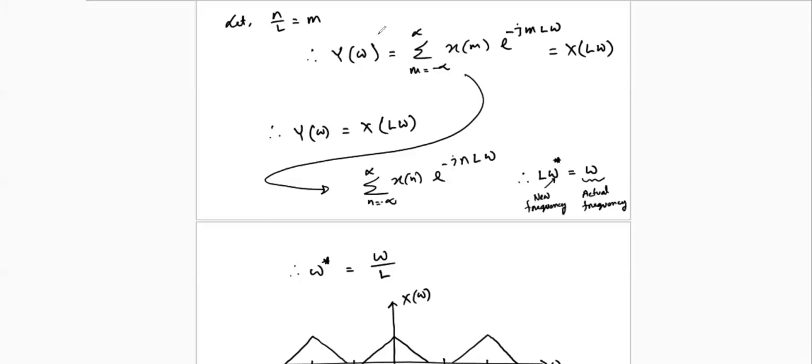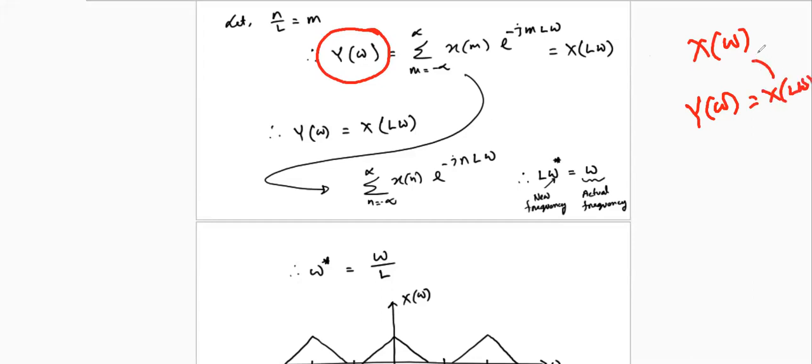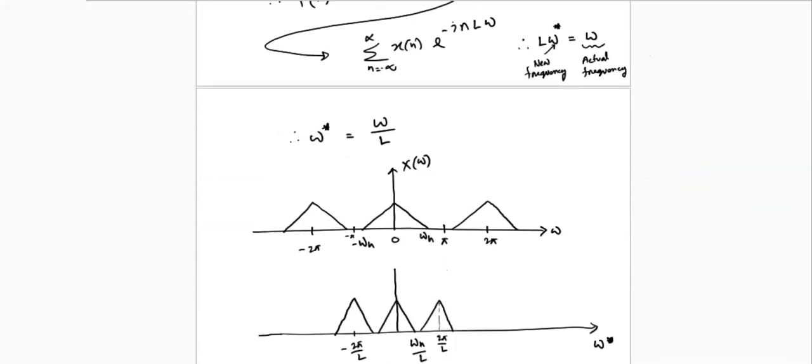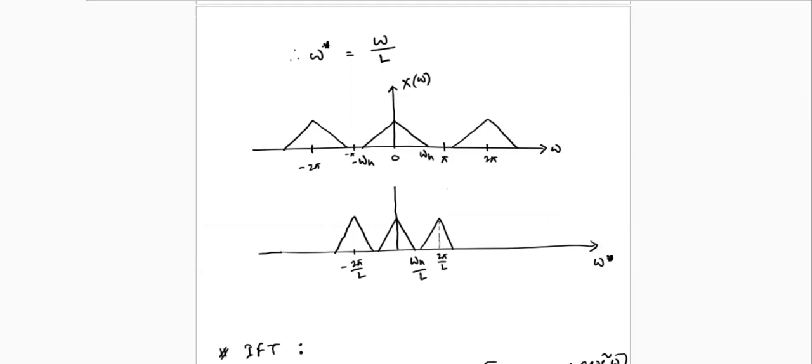How can we find that? This is the upsampled value, and if we compare the upsampled value with our X(omega), we can find that Y(omega) is equal to X(L omega). If we want to make the equivalence between these two, from there we can find that the new L omega star is equal to omega, and omega star is equal to omega divided by L. Let me show it in a graphical representation, which will help us understand.